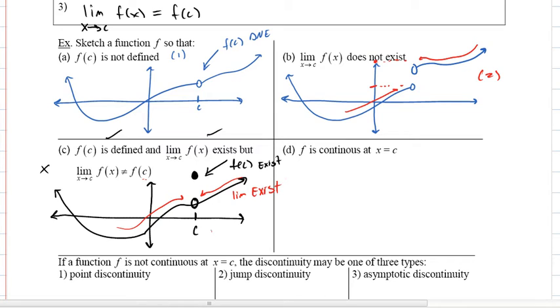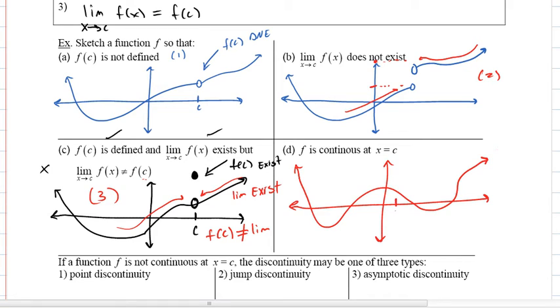Now, f of c does not equal the limit, which is the third condition. This fails the third condition of continuity. So there are your three examples of discontinuous functions. Now let's draw an example of a continuous function. There are many variations.